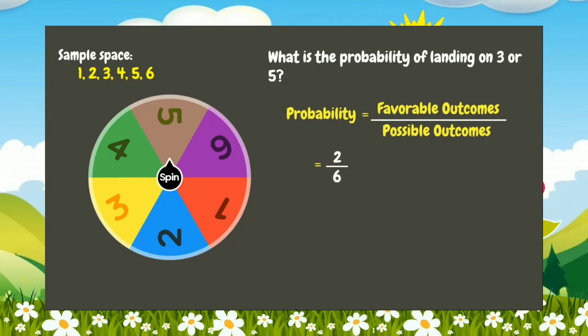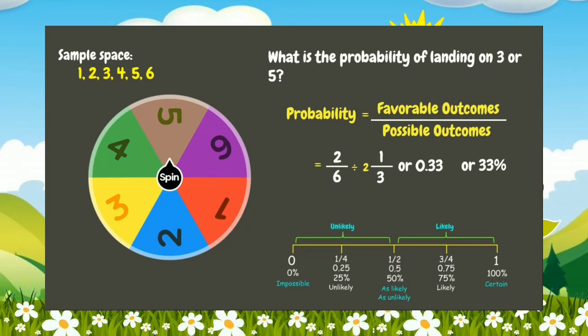So, 2/6 in fraction form, we need to reduce it to lowest terms. Find the greatest common factor, which is 2. Very good. So, 2 divided by 2 is 1. 6 divided by 2 is 3. 1/3. So, in decimal form, it is, anyone who can answer? 0.33 or 33%. Very good. So, it is unlikely to happen. It is unlikely to land on 3 or 5.